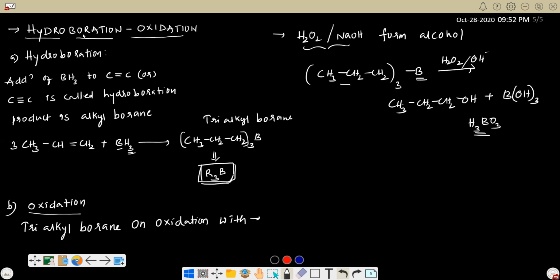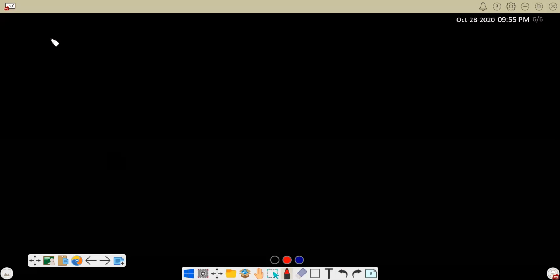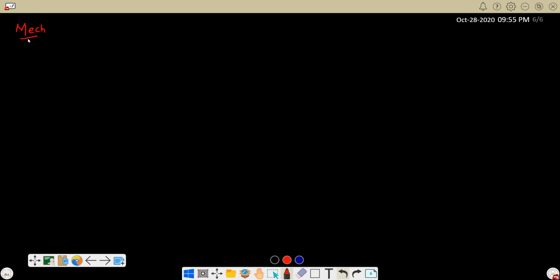So two steps, that's hydroboration-oxidation. Copied? Yes, sir. So let's see the mechanism, how this mechanism is important.